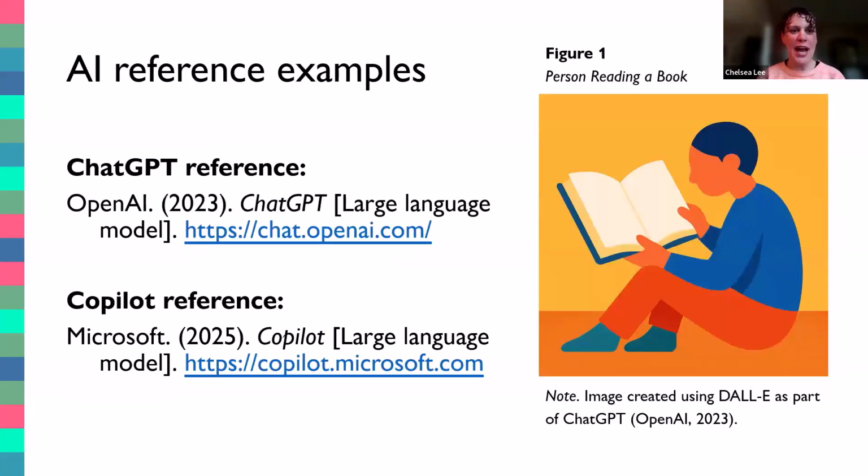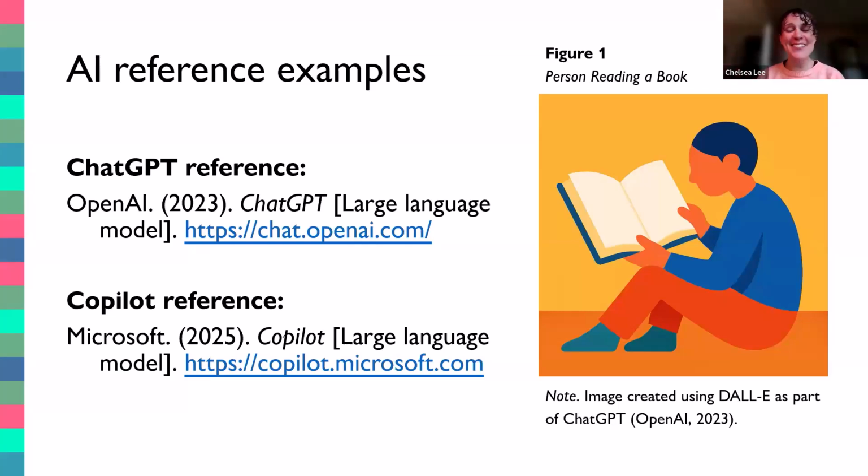So here's two examples. We have a reference for ChatGPT and a reference for Copilot. Each of these references has author, date, title, source. You have the company that made the AI, the year it was most recently updated or got new information, the name of the model, and then in brackets, there's a description. We use the bracket description large language model because that seems to be a good summary of what this AI is. But the bracketed description information in APA style is always flexible. It's about explaining what it is.